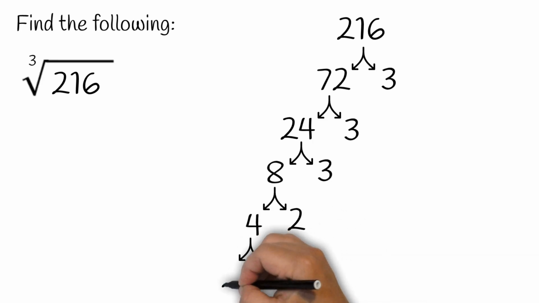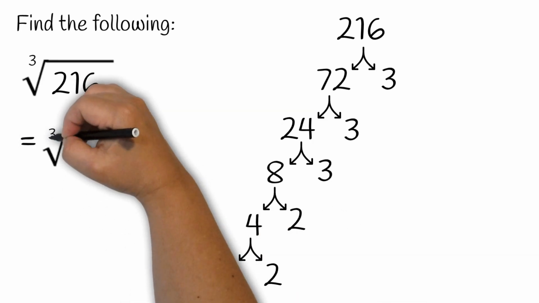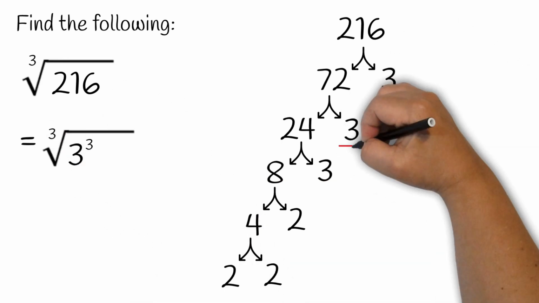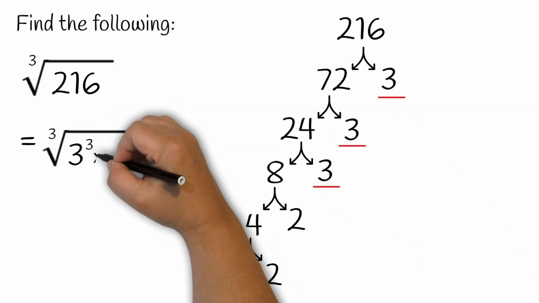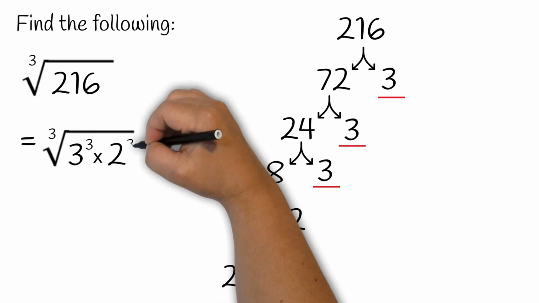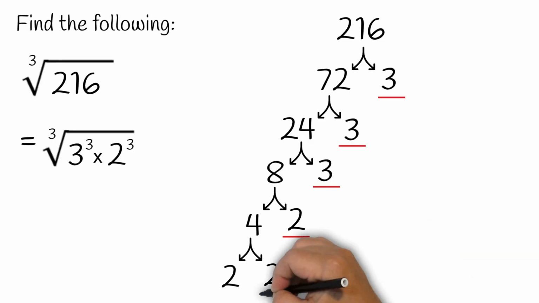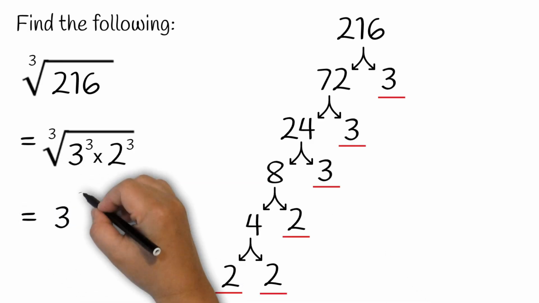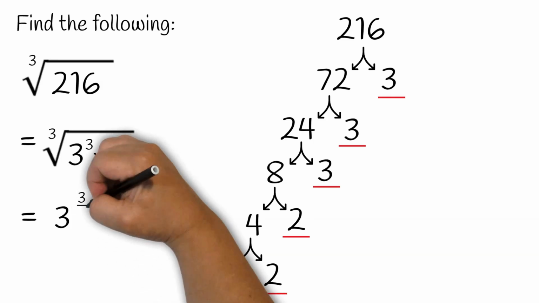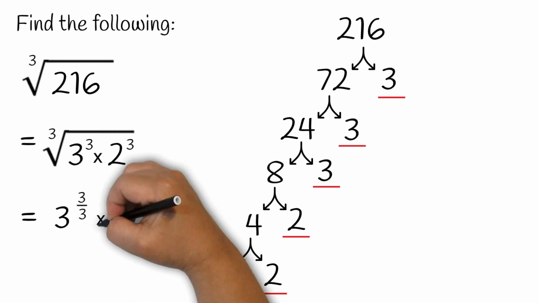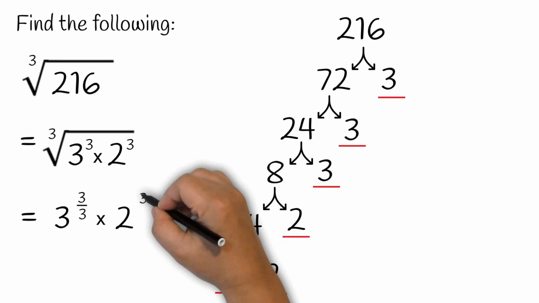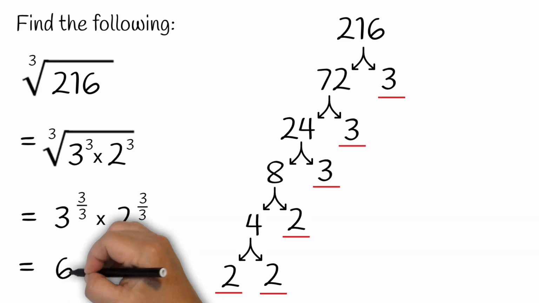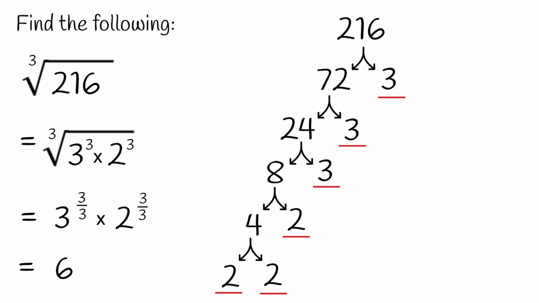equal to 2. So we can rewrite this number 216 as 3 to the power of 3, since we have 3 3's, and 2 to the power of 3, since we have 3 2's here. So again, we have to divide the exponents in order to get rid of this radical. So 3 divided by 3 is equal to 1. 3 divided by 3 is equal to 1. So we have 3 times 2, and that is equal to 6. So the cube root of 216 is equal to 6.